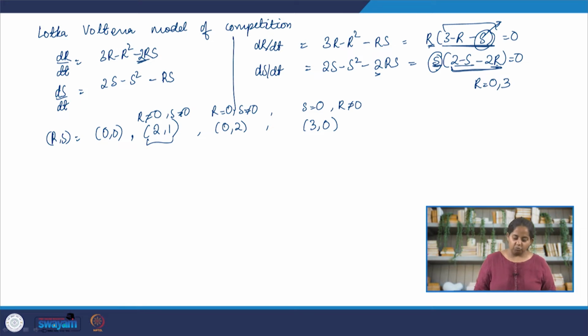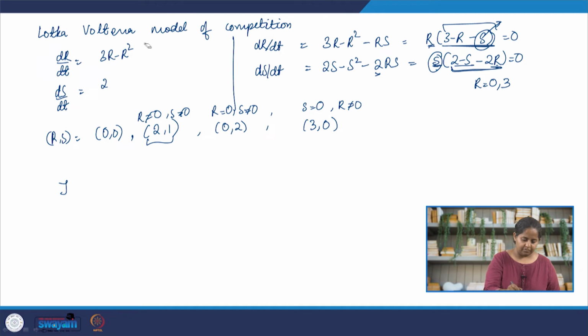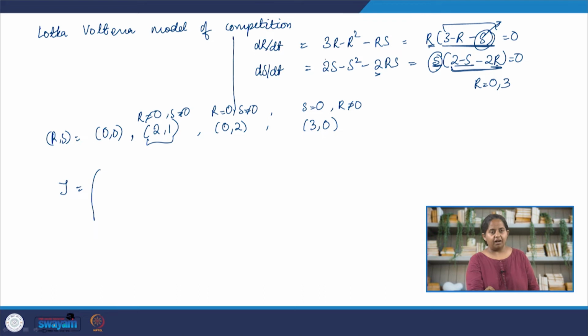Now, let's see if changing these variables affected the stability of the fixed point. For that, we need to find the Jacobian. So let's go ahead and do it. I'm going to delete this because we are not using this equation. So we are going to differentiate this partially with respect to R and then with respect to S.